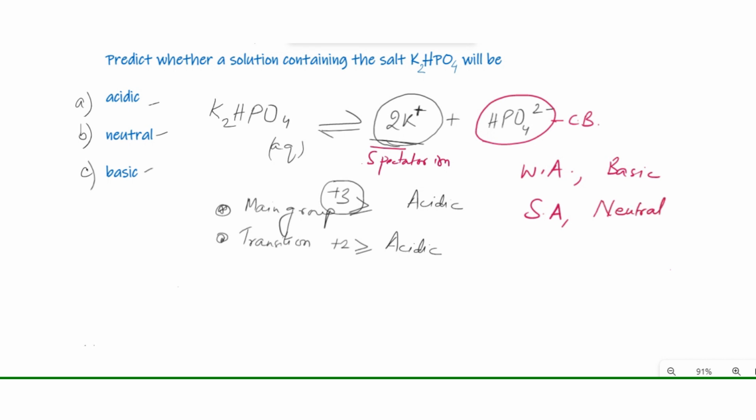Right? Now, where does HPO4 2- come from? Which acid is it coming from? It's coming from H3PO4. And we all know that H3PO4 is a weak acid, which means the solution is being influenced by the presence of this ion, which is basic in nature because it's coming from a weak acid. Hence, our correct answer is going to be basic.